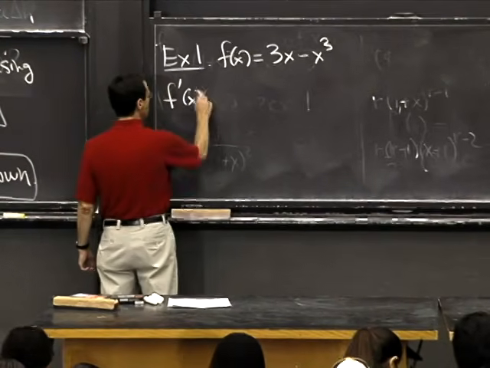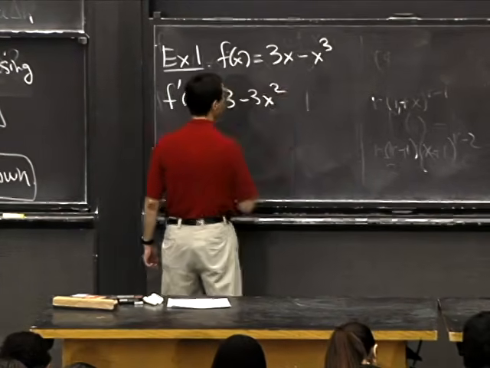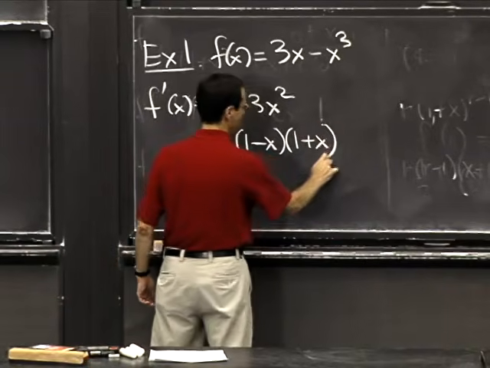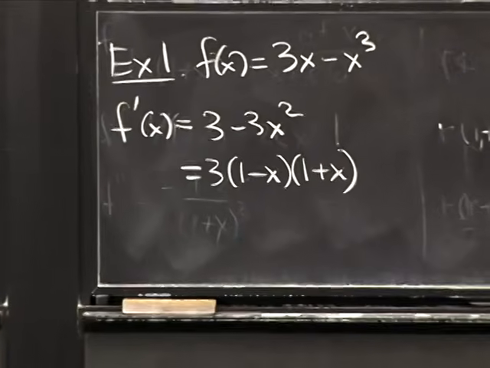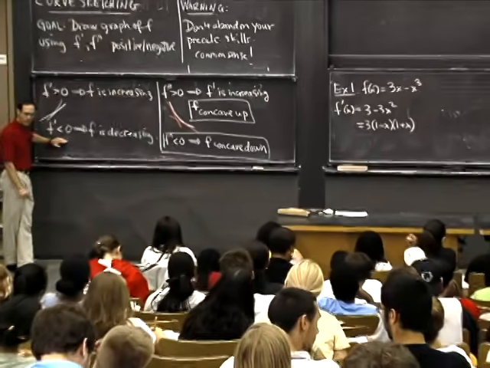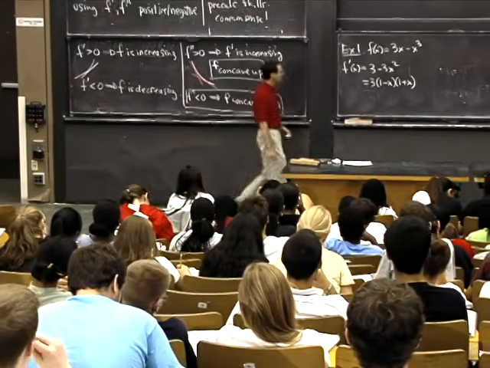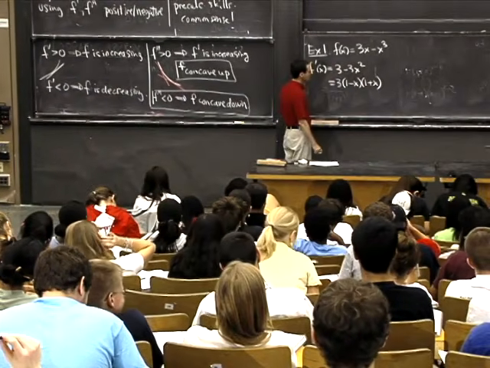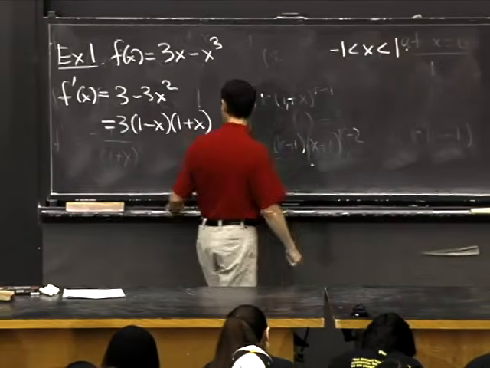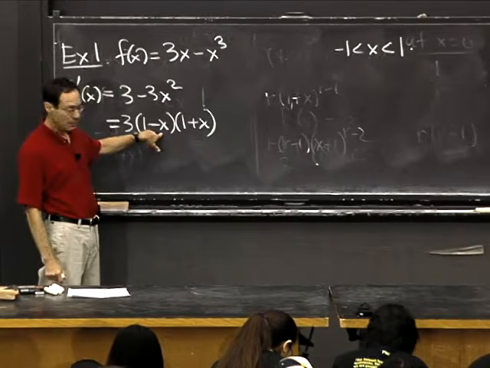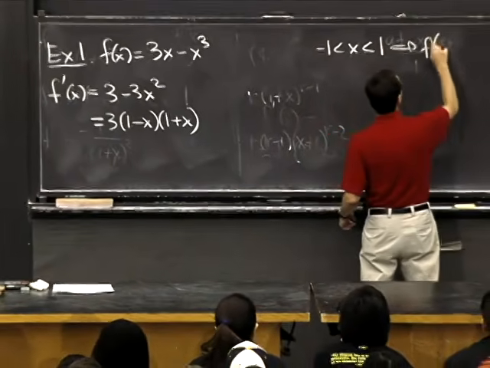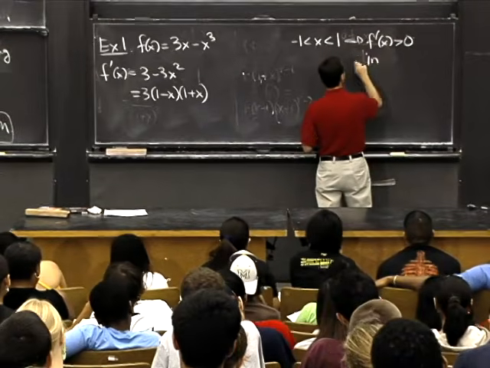Now, if you differentiate it, you get 3 minus 3x squared. And I can factor that. Right? This is 3 times (1 minus x) times (1 plus x). Okay? And so I can decide whether the derivative is positive or negative easily enough. Namely, just staring at this, I can see that when -1 is less than x is less than 1, in that range, both these factors are positive. 1 minus x is a positive number, and 1 plus x is a positive number. So in this range, f prime of x is positive. So f is increasing.